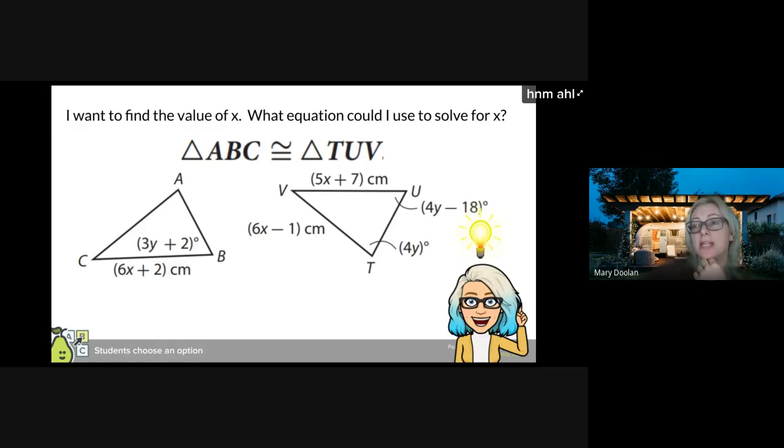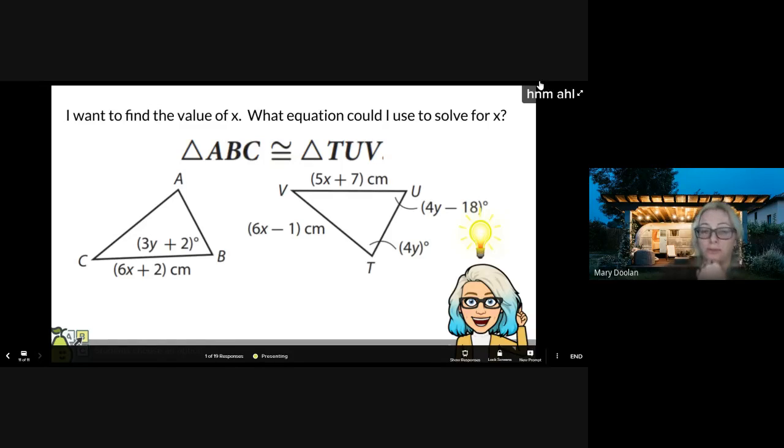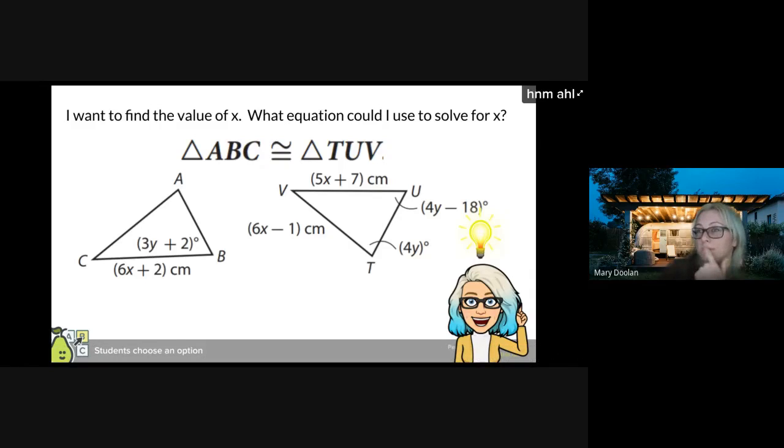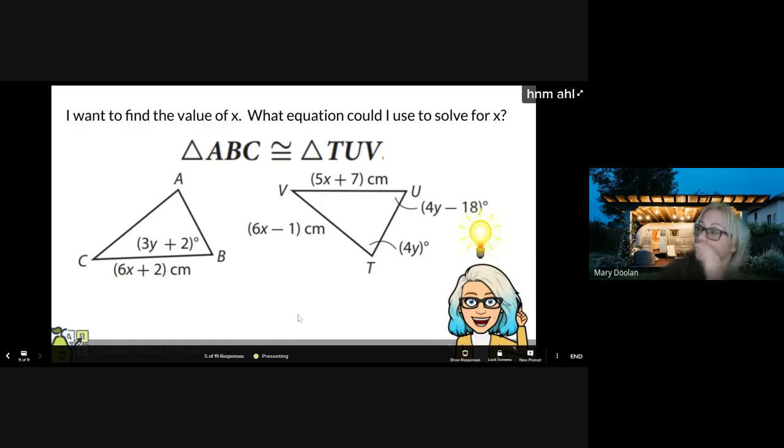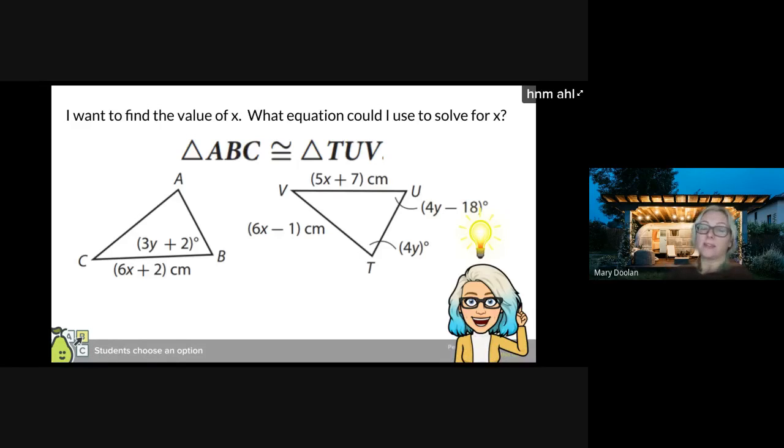So go ahead and go to your Pear Deck tab if you haven't yet, and you're going to pick. You have three choices. Is it A, B, or C? There's x shows up in different places on these triangles. Okay. I can't just set anything I want to equal to each other. I have to make sure that they're corresponding parts. I know the triangles are congruent because it tells me that it's given. So how could I figure out what x is? What two things that are shown are actually the same measure?